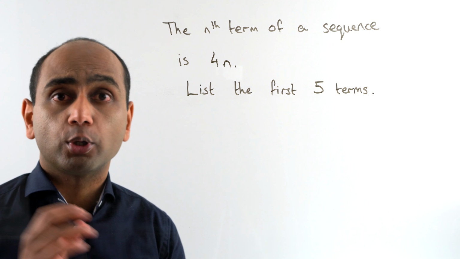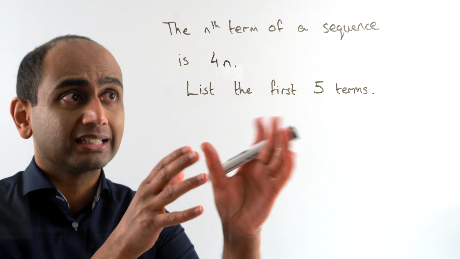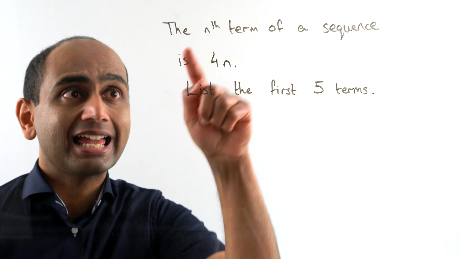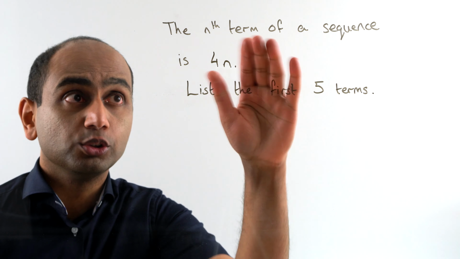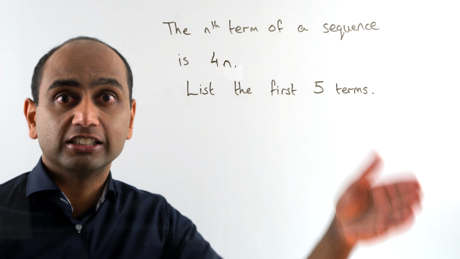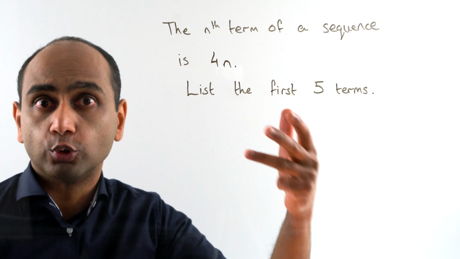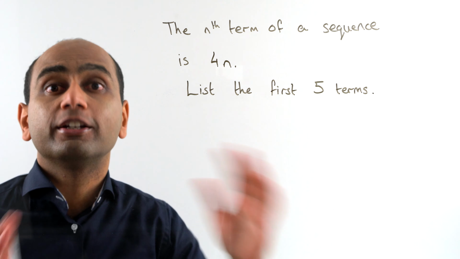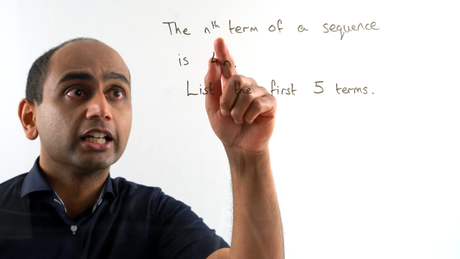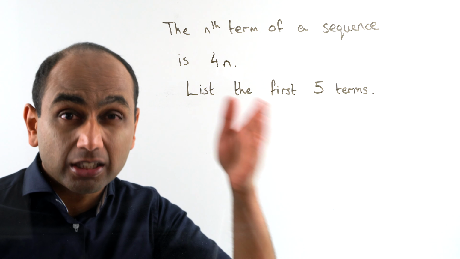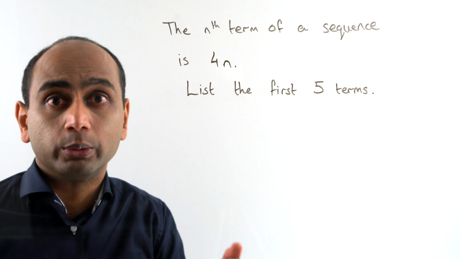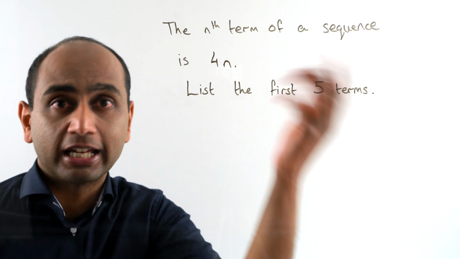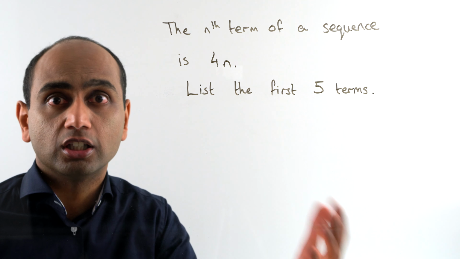So we've just had a quick recap of term to term rules. What we're looking at now is position to term rules. What we have here is an nth term formula, and we can use this to find any term in a sequence, whether it's the first, the second, the third, the fourth, the fifth, the 10th, the 50th, or the 98th, whatever we want. And we do that by choosing n to be the position number of whichever term we want. Let's take a look at this example. The nth term of a sequence is 4n. List the first 5 terms.